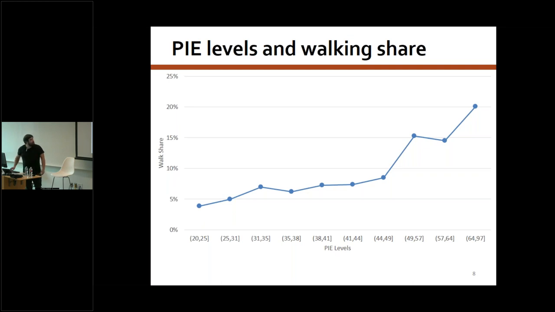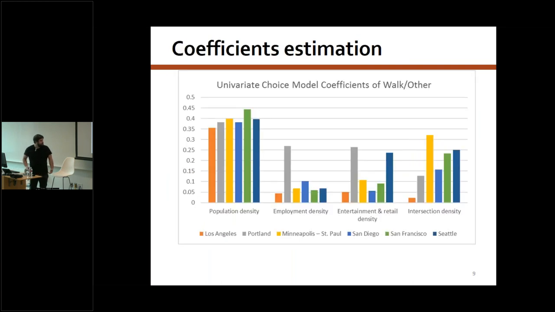So what happens if we compare this across different cities? I don't want you to look at this graph and think about the values, only the differences. These are the coefficients for the univariate choice models, and you can see that overall, for all the cities in the study, the largest coefficient is population density.